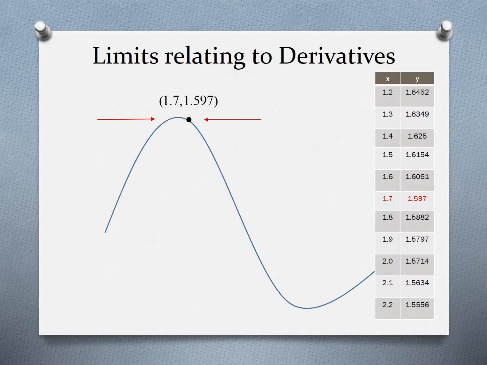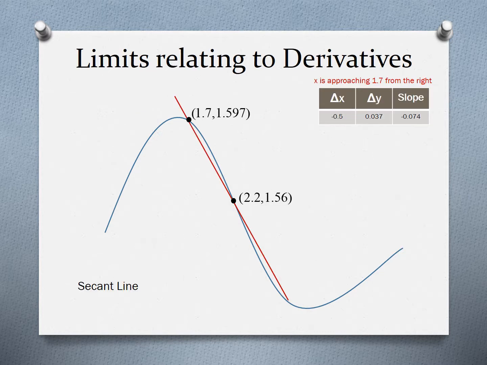Notice here how I'm using limits to define a derivative. So notice here on the graph, I have a point, 1.7 on the x-axis and 1.597 on the y-axis. This is a location in space. And notice how I've also described this location in space on my chart on the right-hand side. So let's discuss moving and approaching that point, 1.7 on the x-axis, 1.597 on the y-axis.